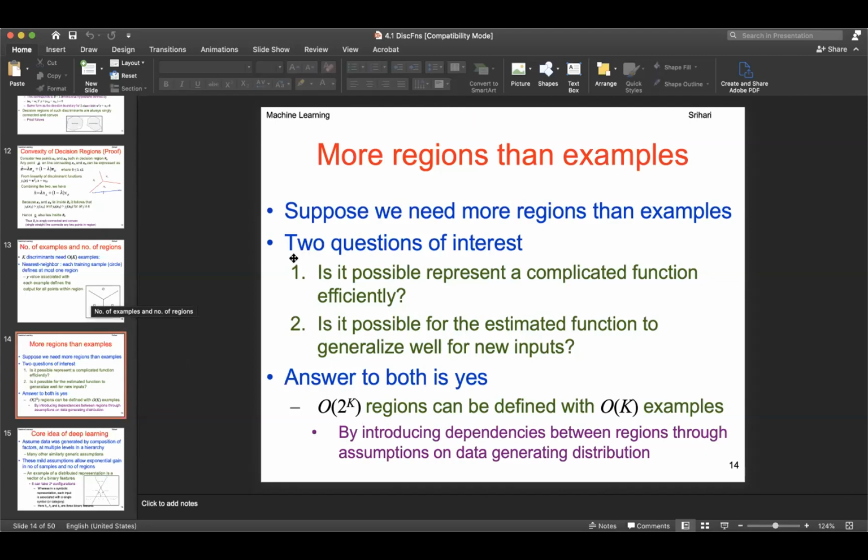At number of examples and number of regions. Okay, so we have a situation where, is it possible to represent a complicated function efficiently? That is, we have many regions, some one class is a complicated region, not just a simple region. And is it possible for the estimated function to generalize well for the new endpoints? And the answer to both is yes. And order 2 to the k regions can be defined with order k examples. It is possible to have many, many regions defined with not of that order of samples. Previously, we just said you need as many samples as the regions you desire. And we're saying we have a complicated scenario and we cannot have samples in every subclass. So how can we do that?